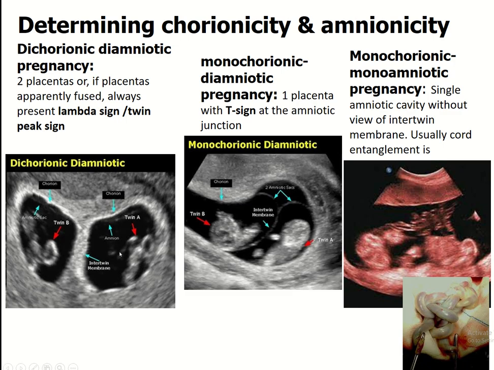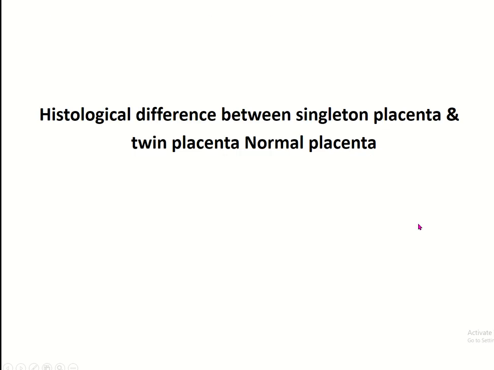Determination of the chorionicity and amnionicity ultrasonographically. This is the lambda sign or twin peak sign, and it indicates a dichorionic diamniotic twin pregnancy. This is the T sign. This T limb is due to the two amniotic sacs. This is the cord entanglement, and sonographically it can be diagnosed.